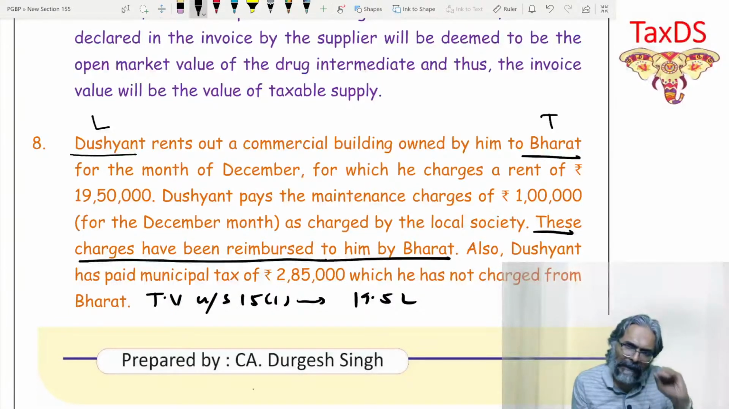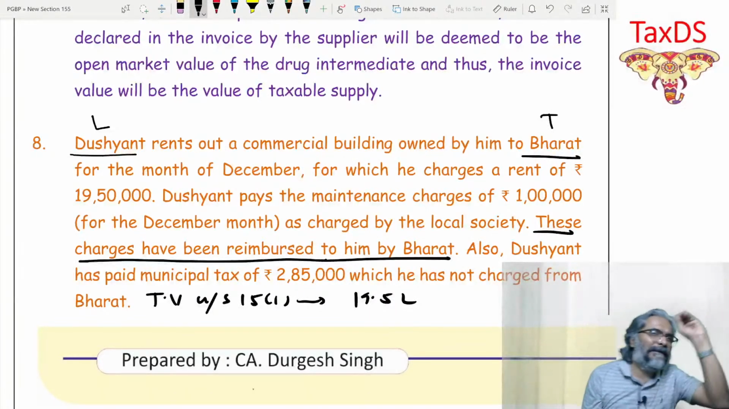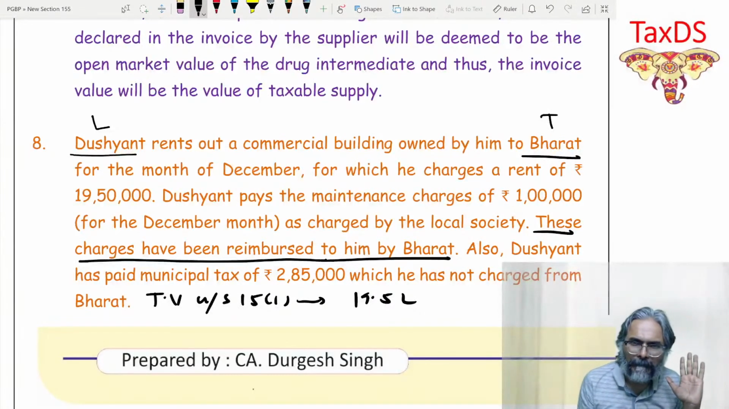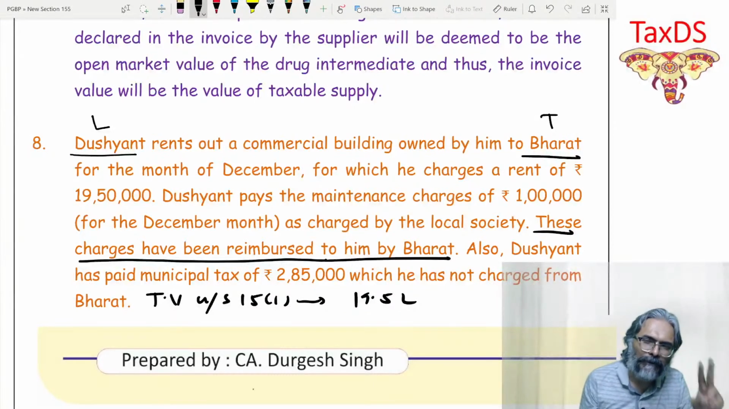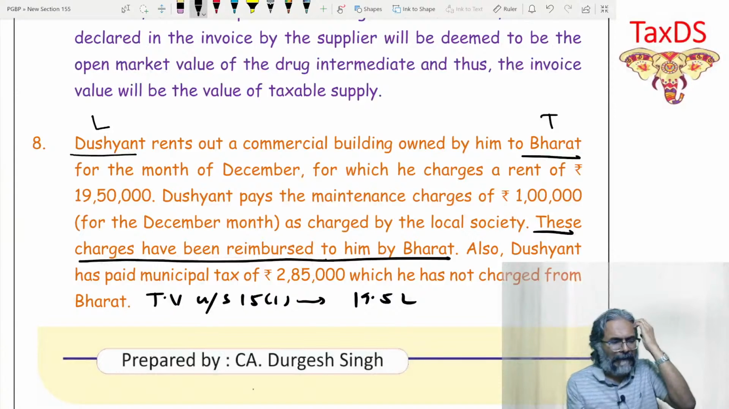So definitely Dushyant has charged Bharat. Thereafter, Bharat has made the reimbursement. So whether the 15.2c addition will be required to be done? And the answer is yes.